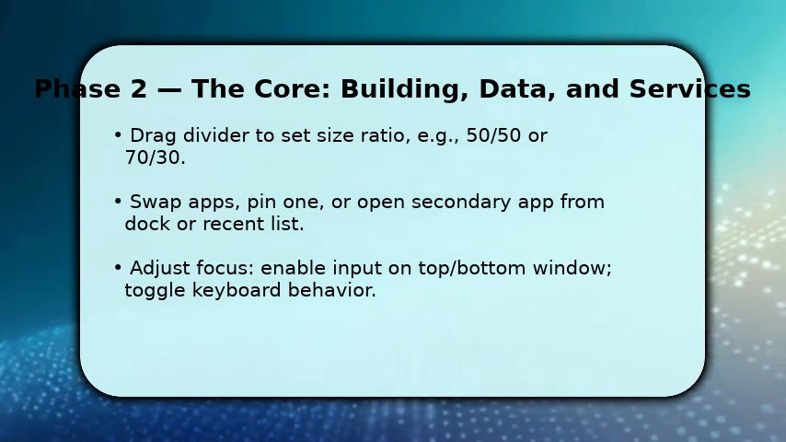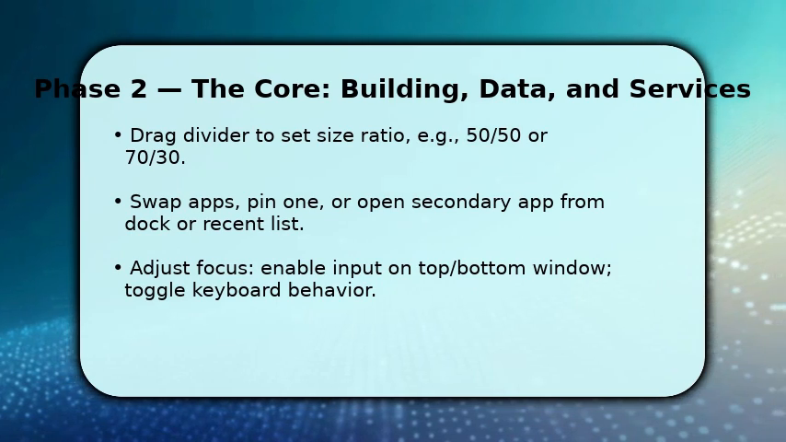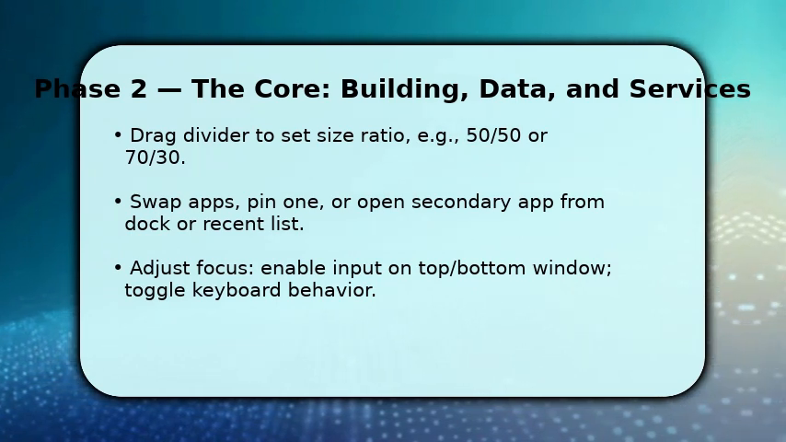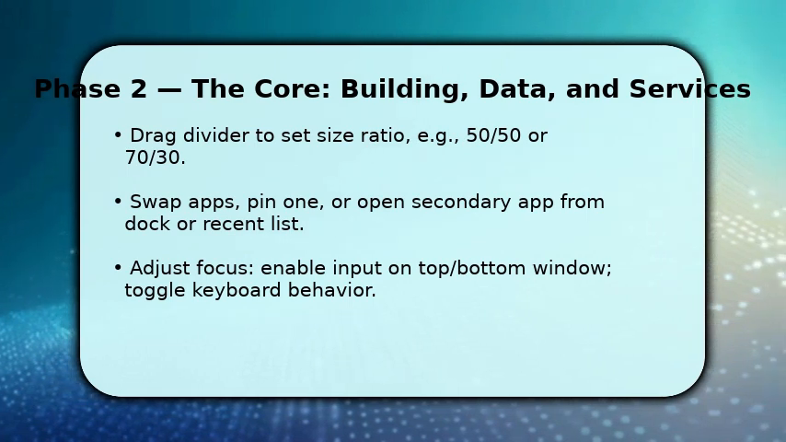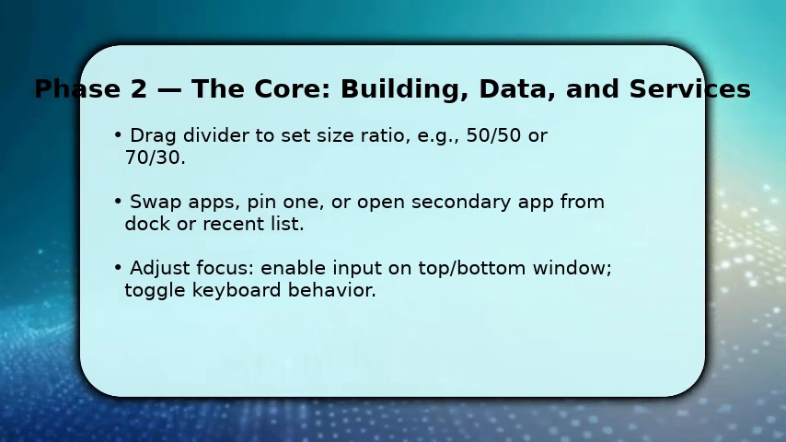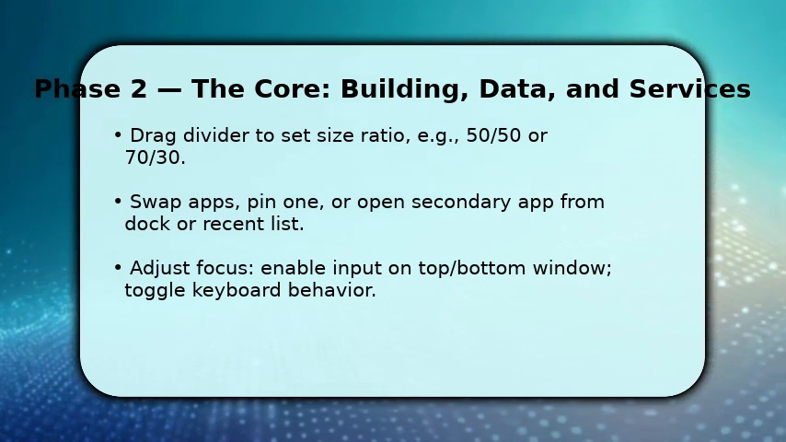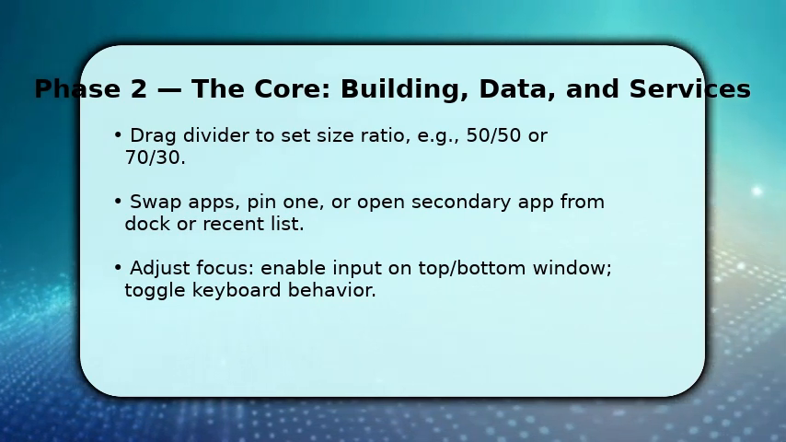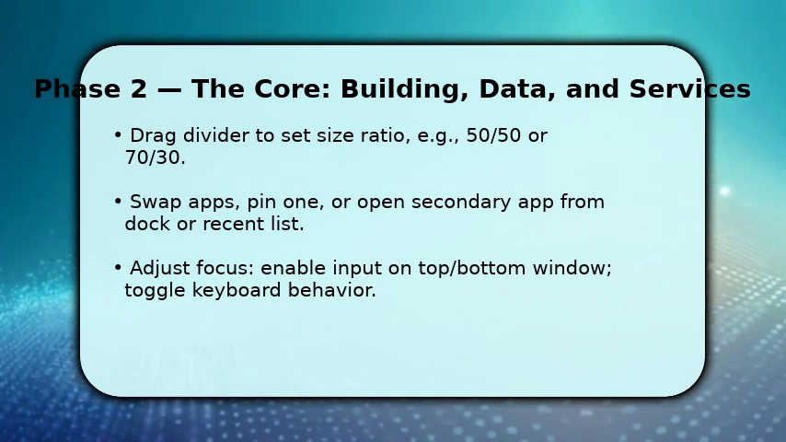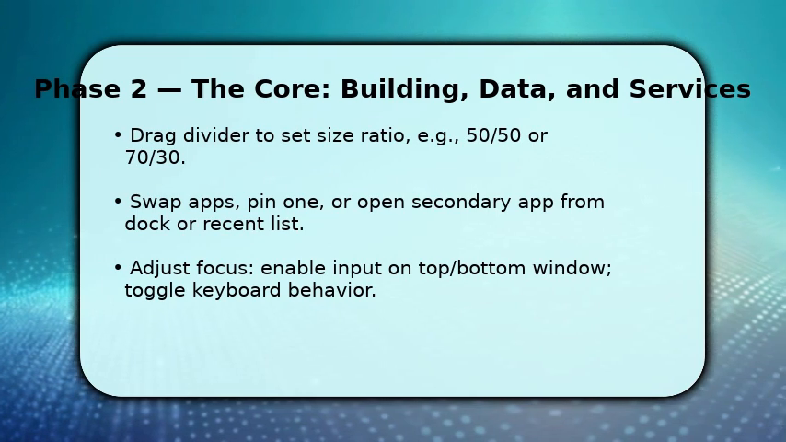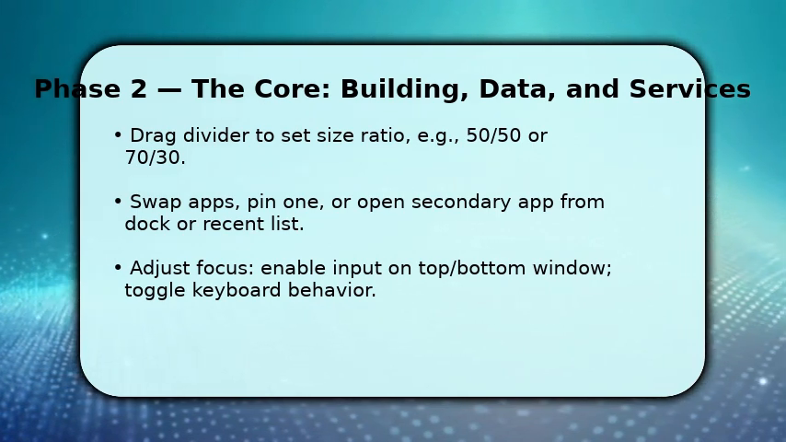Once the split is active, you configure layout to suit tasks. You'll drag the divider to choose a 50/50 or a 70/30 focus, which changes workflow speed. Next, swap positions if you need the primary app on top, or pin one app to prevent accidental closing, because stability matters during multitasking. If needed, open a second app from the dock or recents to replace one pane.